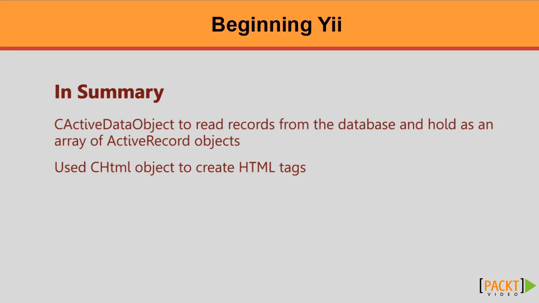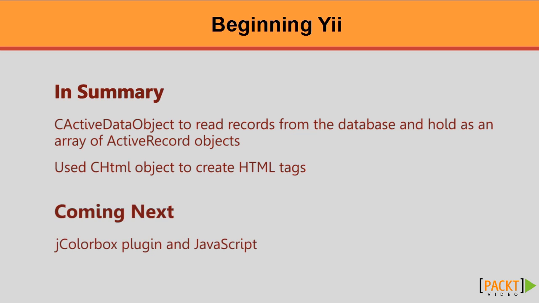So we've seen the CActiveDataProvider, which read all the photo records from the database and passed these in an array of objects to our view. And then we updated our view using the CHtml object to create some HTML elements. In our next session, we're going to include a JColorBox plugin and also some JavaScript.